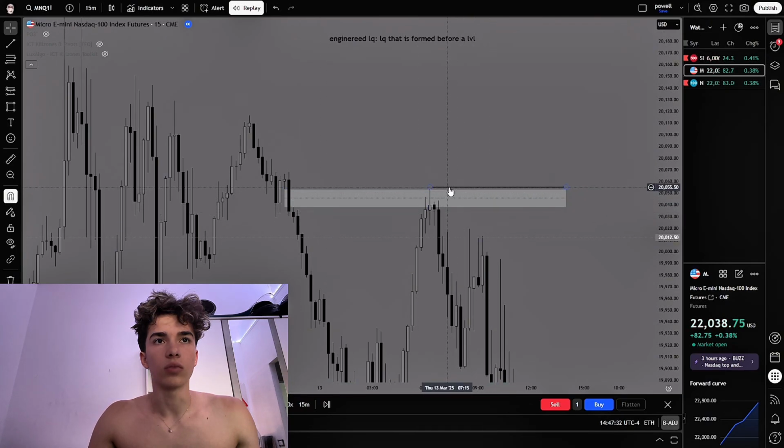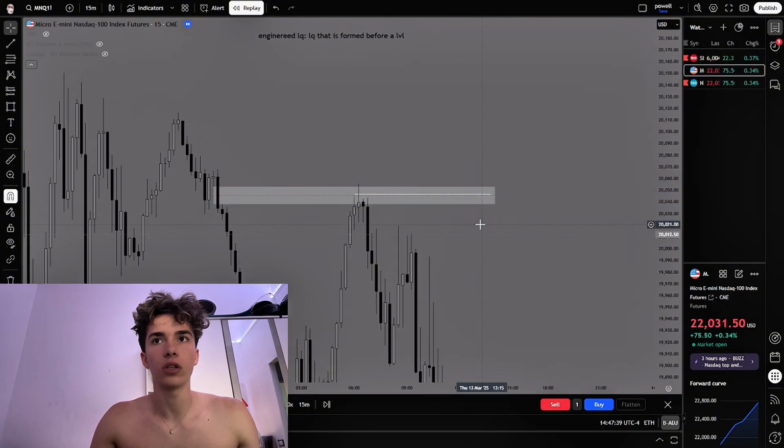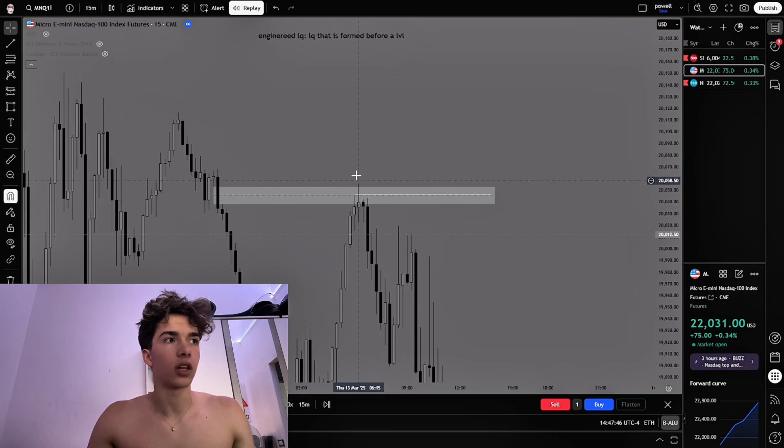This is, for example, engineered liquidity. So we swept this engineered liquidity, we touched the FVG level and reversed. That's engineered liquidity basically.